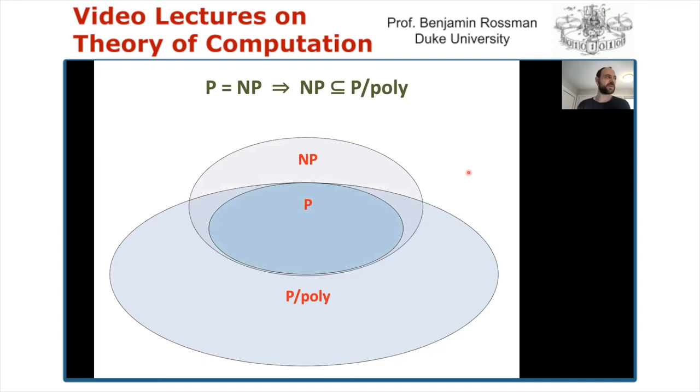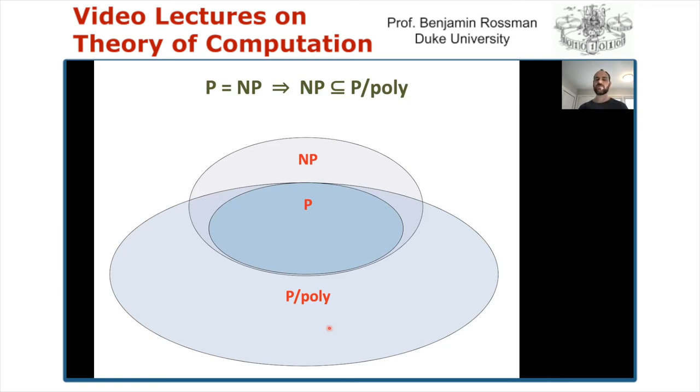So the question arises, where does NP fit into this picture? Of course, NP contains P. On the other hand, it does not contain P/poly. As mentioned earlier, P/poly even contains undecidable languages, whereas certainly every language in P or NP is decidable. That's one way of showing it. You can also argue that P and NP are countable languages. They're countably infinite, as is the class of decidable languages, whereas the class P/poly is uncountable.